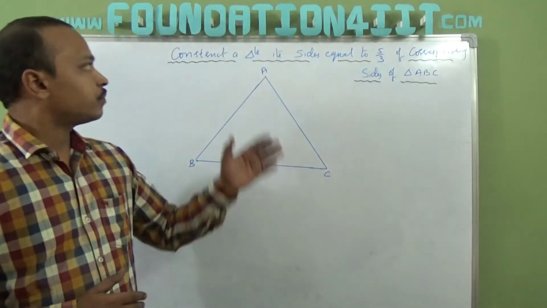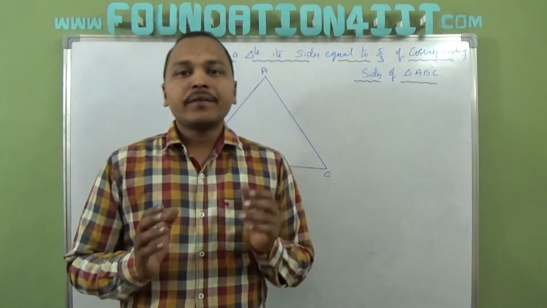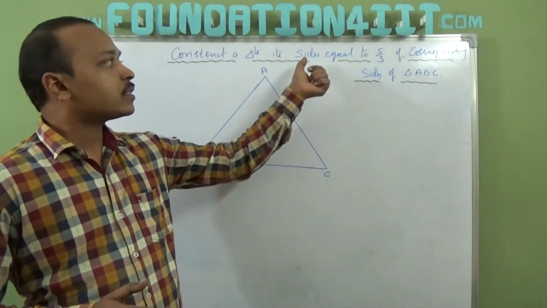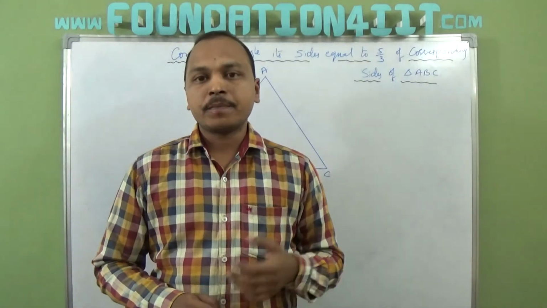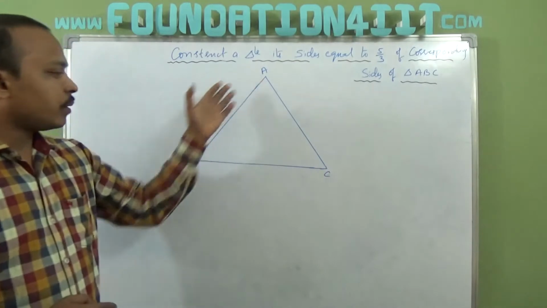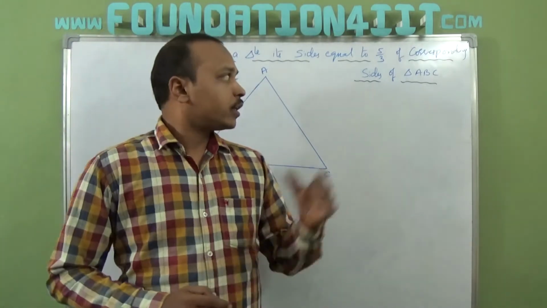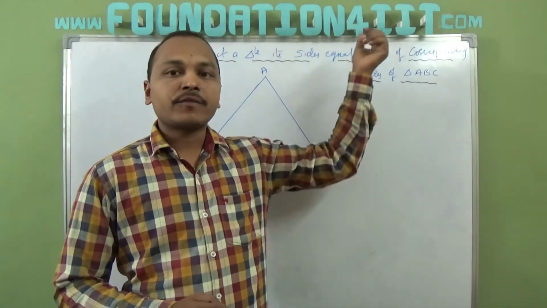Given triangle in the given ratio. So you will construct a triangle which is exactly similar to another triangle, but with sides equal to 5 by 3 of the corresponding sides of triangle ABC. So 5 thirds. Now ABC is one triangle. I need to construct one more triangle which is similar to this, but 5 by 3.